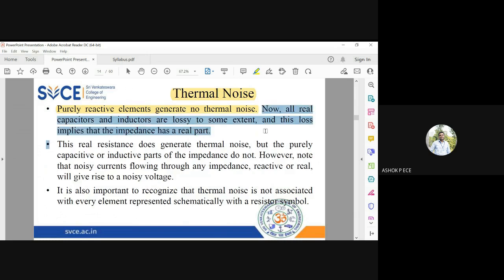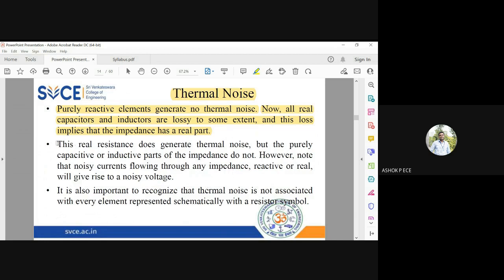and capacitors will have some resistance inside them. So that resistance will generate thermal noise. Okay, so inside the capacitor will have two wires coming out for connection, right? So those two wires will contribute to a resistance. Inductor is a winding. Any winding will have resistance. So inductors, as such, they won't generate thermal noise, but the resistance inside the inductor and the resistance inside the capacitor will generate thermal noise.